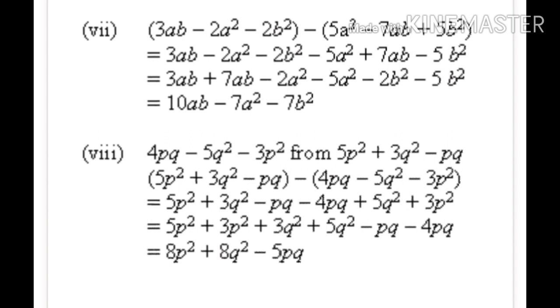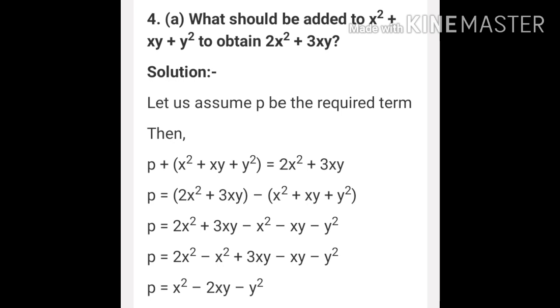Now seventh part, 3ab minus 2a² minus 2b² with the subtraction sign in the middle, and we have to solve it with the bracket of 5a² minus 7ab plus 5b². So all like terms together we are going to arrange: 3ab plus 7ab minus 2a² minus 5a² minus 2b² minus 5b². Pattern is similar, 10ab minus 7a² minus 7b².